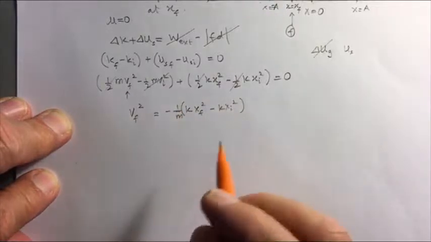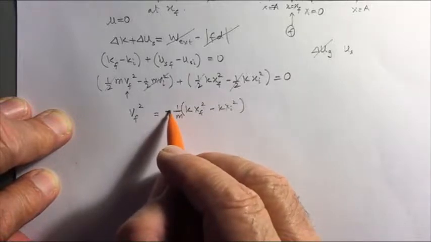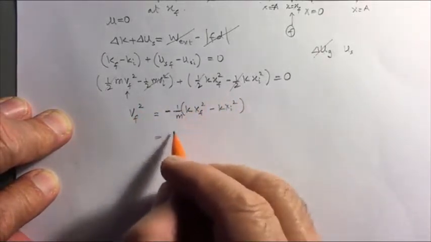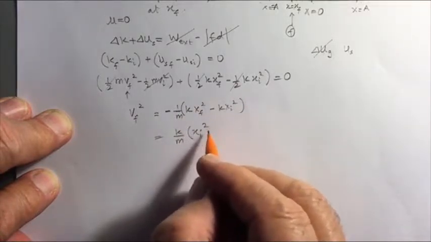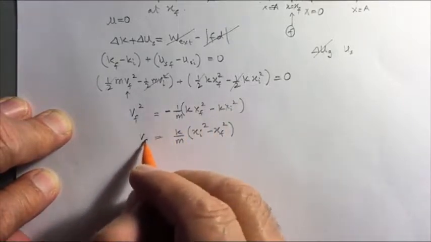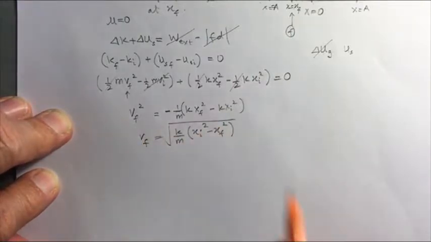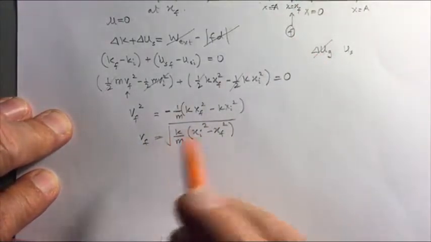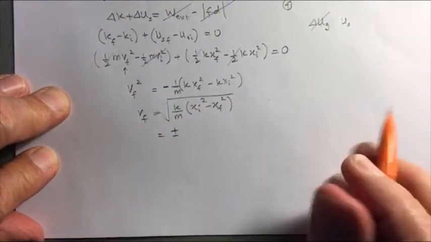So that's what we get here. Now it doesn't look nice to be square rooting a negative number, so we can rearrange this, get the k over m outside, x initial square minus x final square, and square root. So that will be the v final at this point. When we take the square root, we will get two answers, a plus and a minus.